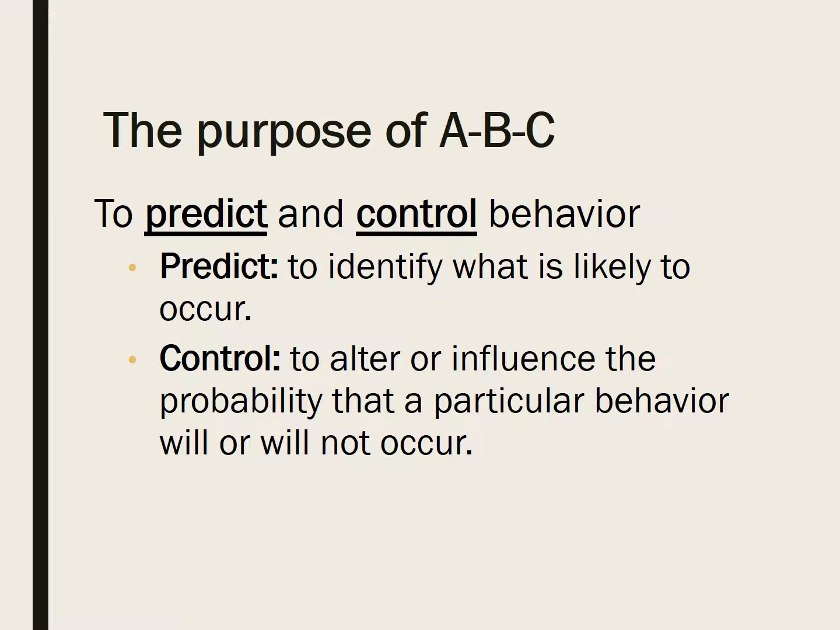The purpose of the ABC model is to predict and control behavior. When we are predicting, we are identifying what is likely to occur when an antecedent is happening. And when we control it, we want to alter or influence the probability of that particular behavior occurring or not occurring. So we're going to identify what is maintaining that behavior and come up with strategies in order for the behavior to be appropriate within the classroom.